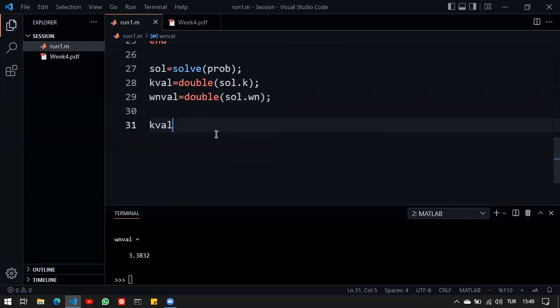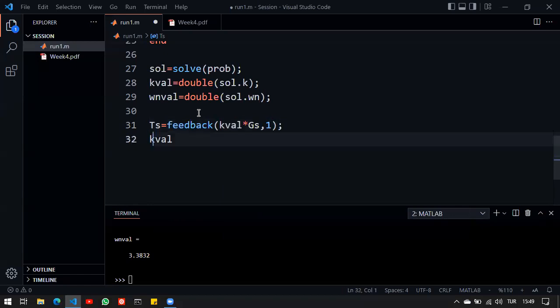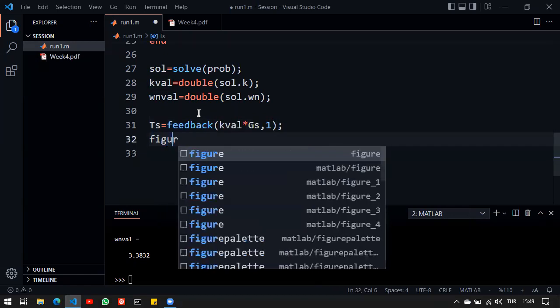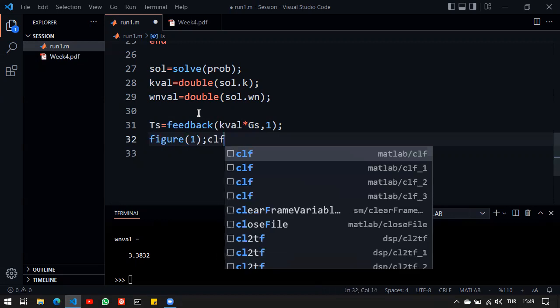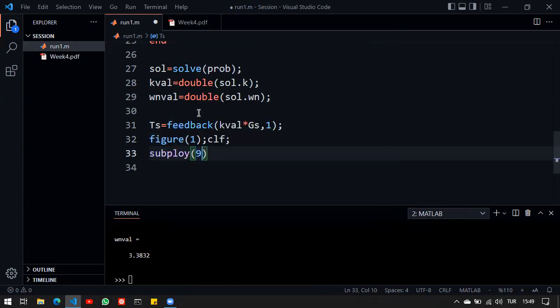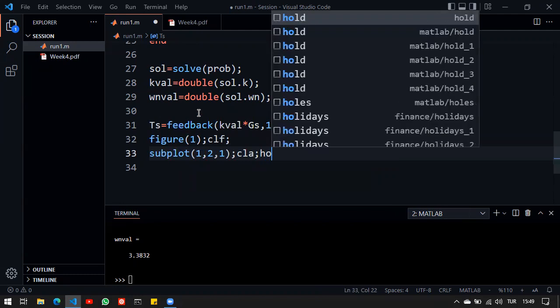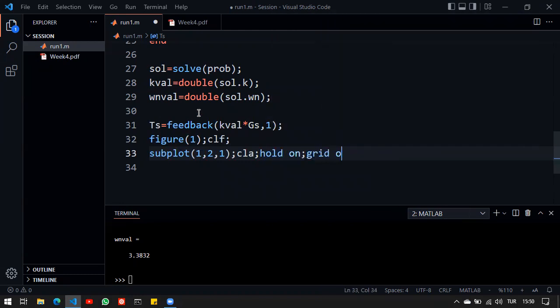So what I have to do is verify the results. I have designed or synthesized the controller, but I should check out the closed loop, apply a step function to it, and see what the output would be. So let's use feedback, and then k-val times gs, 1. And let us construct a figure here. So I'm going to plot the root locus and the closed loop step. So therefore, they'll be side by side. I'm creating a subplot here.